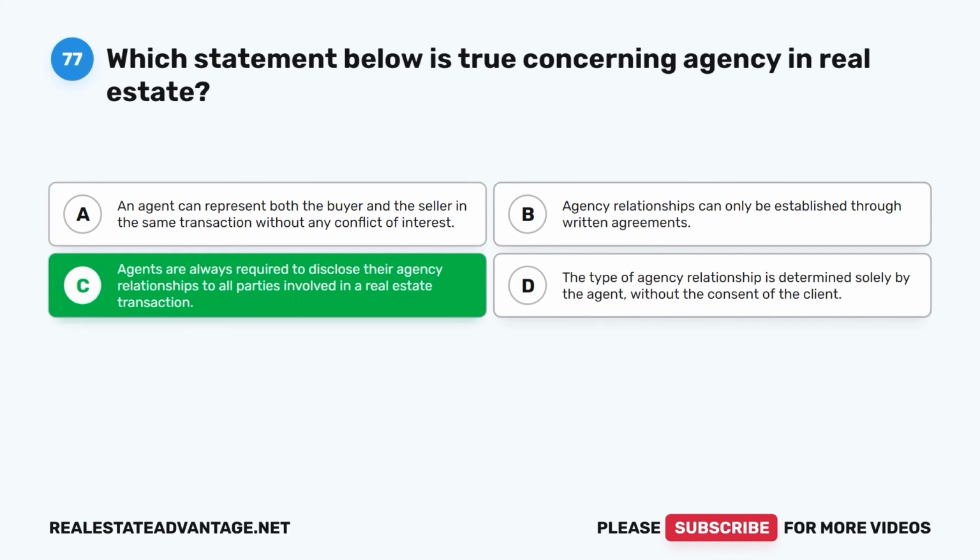The correct answer is C. Agents are always required to disclose their agency relationships to all parties involved in a real estate transaction.